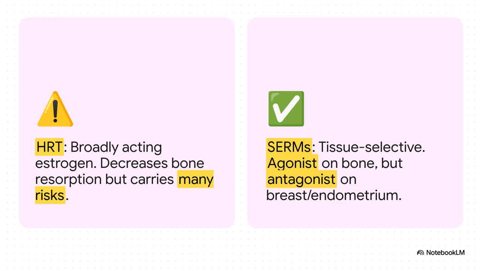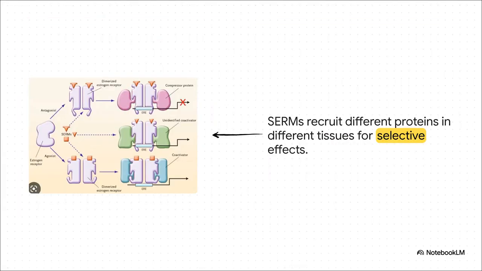This led scientists to develop something smarter, selective estrogen receptor modulators, or SERMs, like raloxifene. And the key word here is selective. It acts like an estrogen agonist, an activator, in bone, which is what we want. But it acts as an antagonist, a blocker, in the breast and endometrium, which is protective. So how on earth does it do that? How can it be selective?